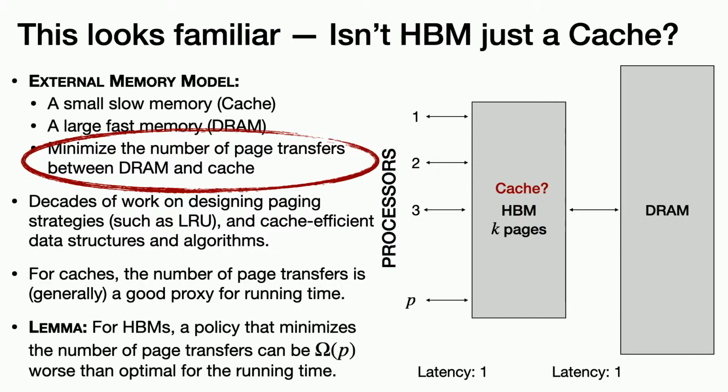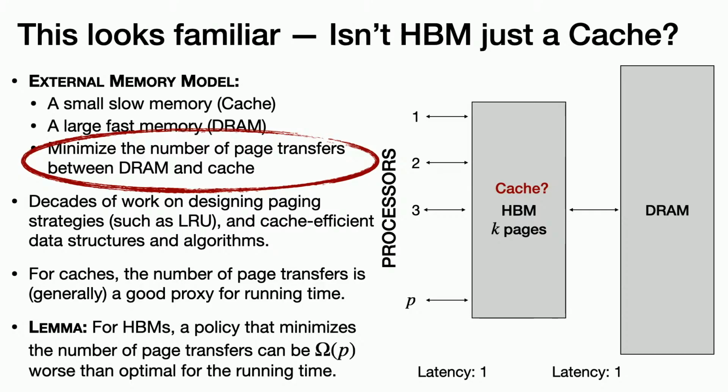For HBMs, this is really not true. For HBM, a policy that minimizes the number of page transfers can be up to Ω(p) worse than the optimal for running time. So you can design a policy that is very, very good for minimizing the number of page transfers, but very, very bad for running time. All right? So that sort of kills this as our optimization criterion.